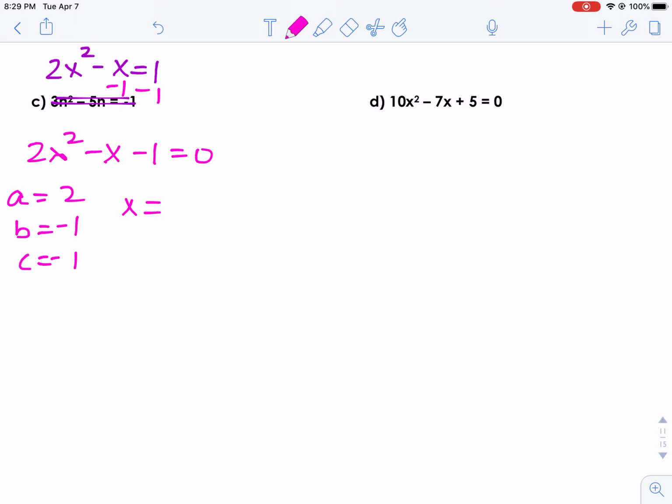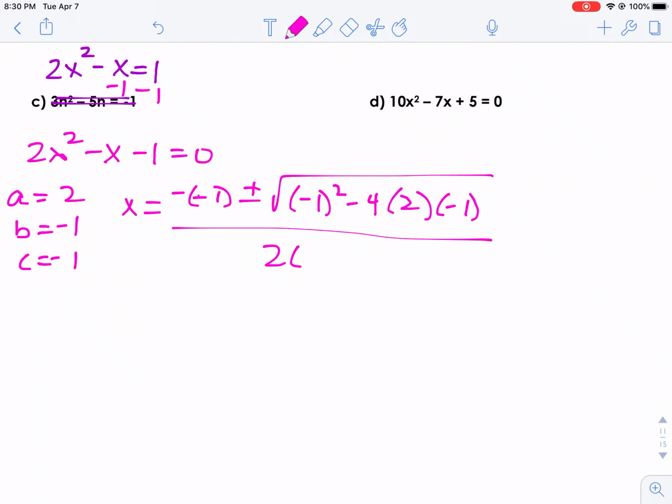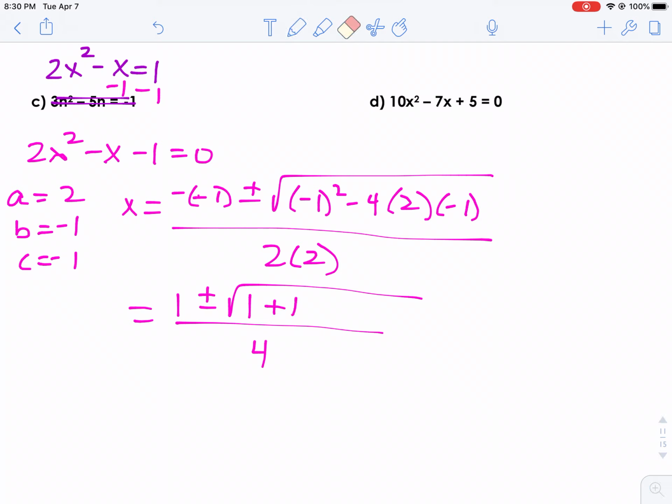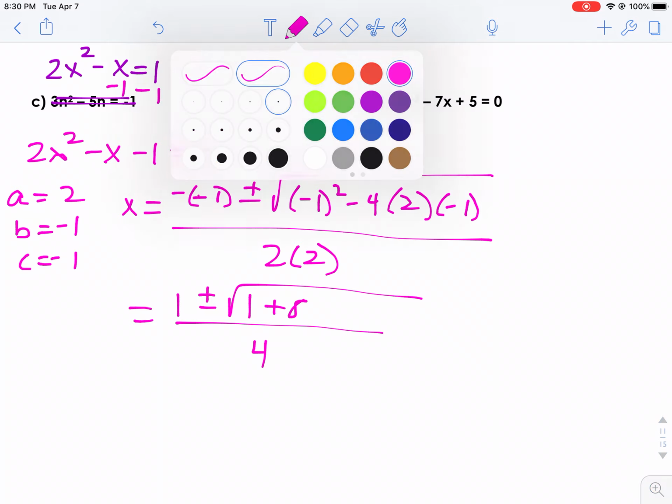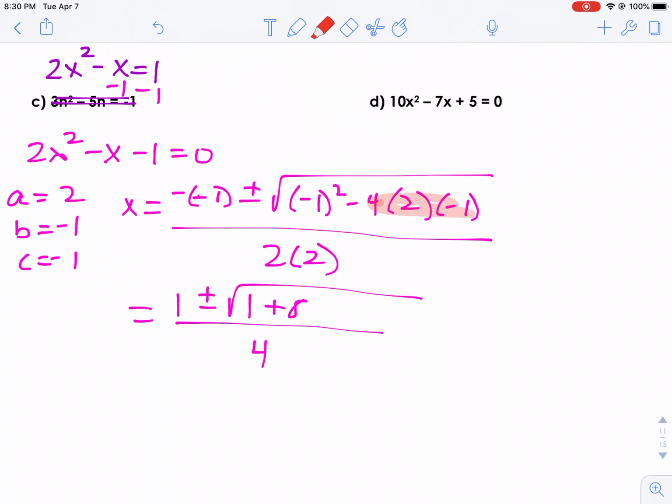Our a value is 2, our b value is negative 1, our c value is negative 1. So we would have x equals negative b plus or minus the square root of b squared minus 4ac all over 2a. We would have a denominator of 4. This would give us a positive 1. And then here we would have 1 plus, oops, sorry, 1 plus 8. Again, 4 times 2 times negative 1 gives us negative 8, and then minus negative 8 would give us a positive 8. So we have 1 plus or minus root 9 over 4.